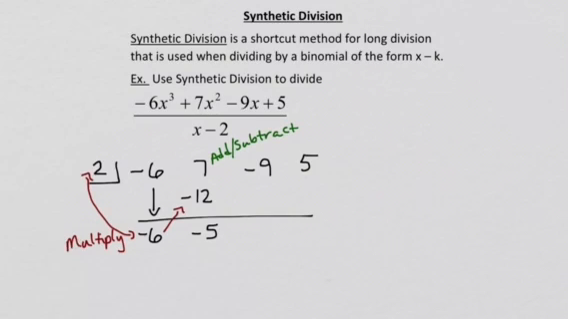The number below the line is multiplied with the box to get negative 10. Then we total negative 9 plus negative 10 is negative 19. Then we multiply again negative 19 times the box, which is 2, and we get negative 38. And we total those numbers to end up with negative 33. This last number here is our remainder.